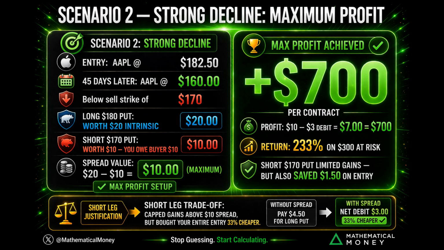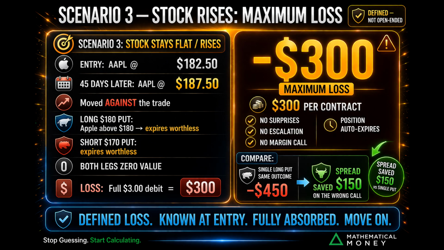Maximum profit achieved. Apple crashed $22.50. You captured the full spread width. The trade was designed for a moderate move, but delivered the maximum outcome. Critically, the short 170 put prevented you from capturing the full $20 profit on the long put alone, but it also reduced your initial cost by $150, which is what allowed you to take the trade with only $300 at risk. Scenario 3. Apple stays flat or rises.